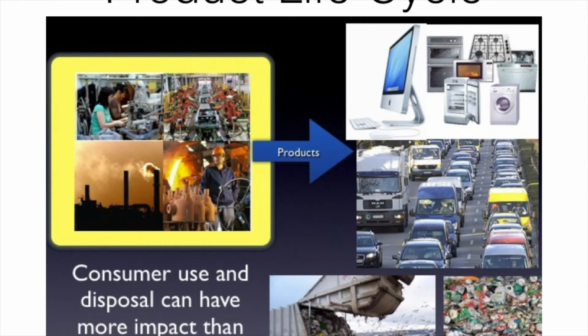Similarly, we know that consumer use and the disposal of products can have an impact. Consumers use a lot of power to power computers or cars, and when things are disposed of, we have a real problem sometimes. So a company, to be sustainable, needs to consider the entire life cycle of its products. This is called systems thinking or life cycle thinking.